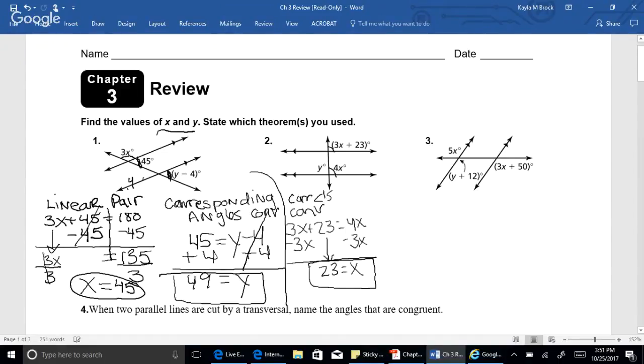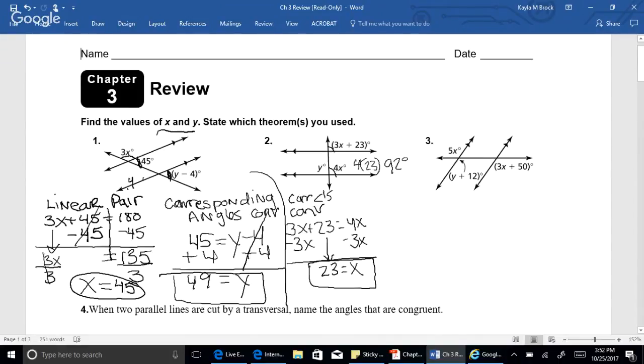Okay, and then once we know that 23 is x, we're able to plug it back into this 4x, so I can actually make this a degrees. So 4 times 23 is 92. Okay. So 4x is the same thing as 92 degrees.